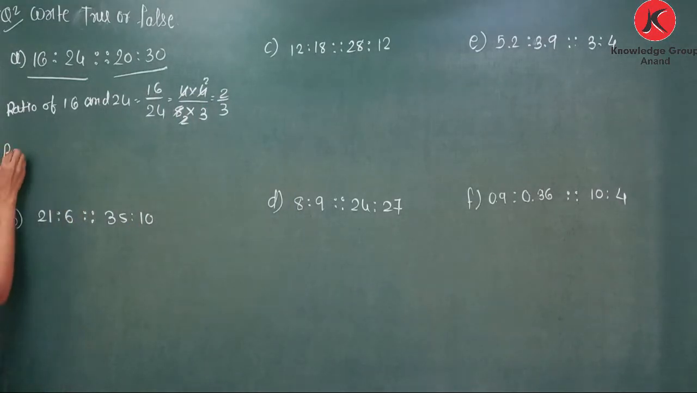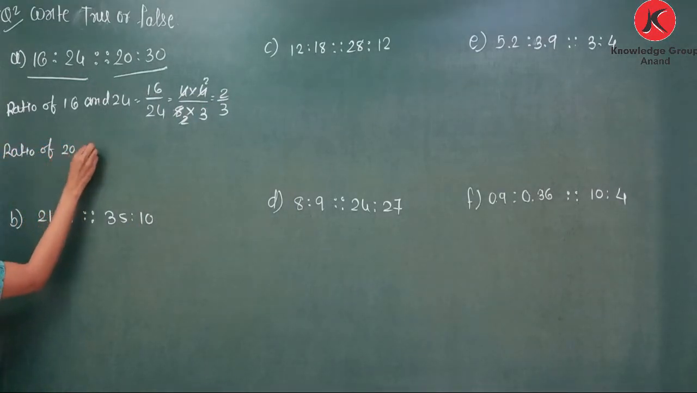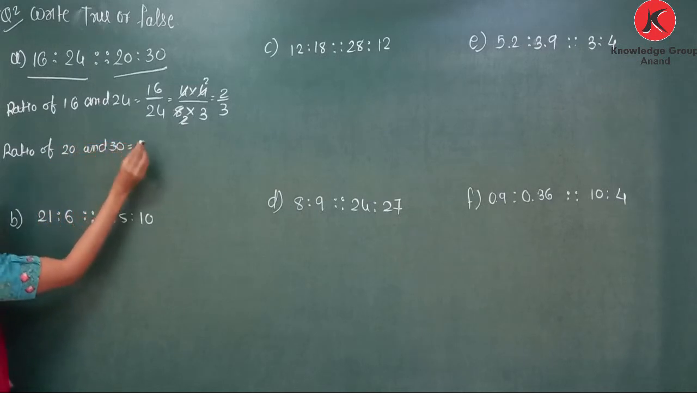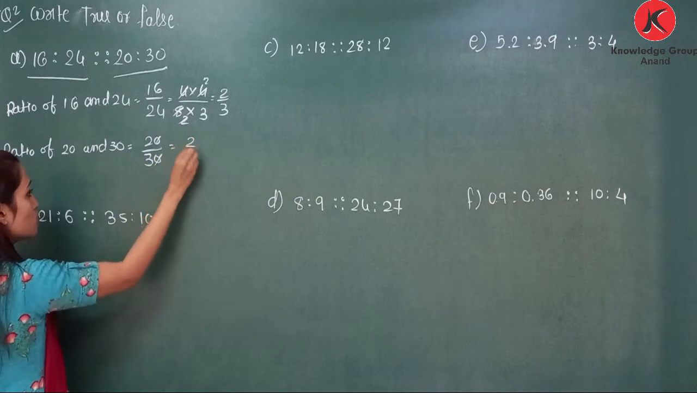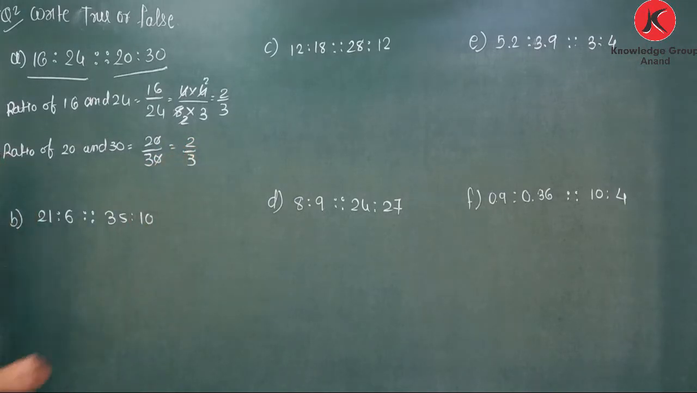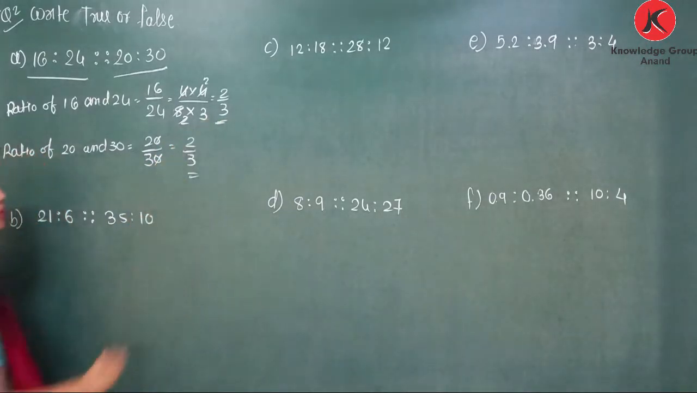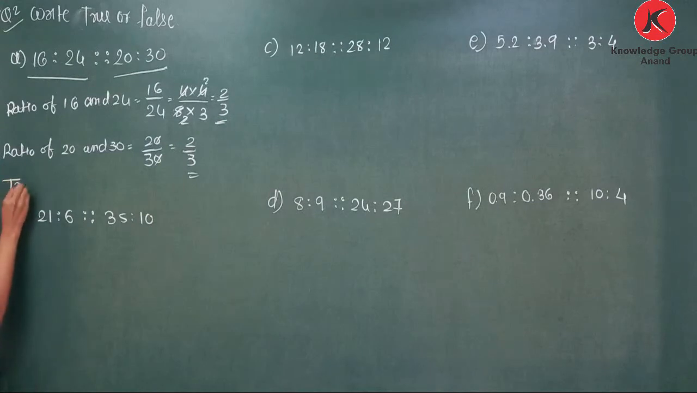Now next one, ratio of 20 and 30. So here 20 by 30, it means 0 and 0 cancel, so it is 2 by 3. So both ratios are same. So we can write it is true.